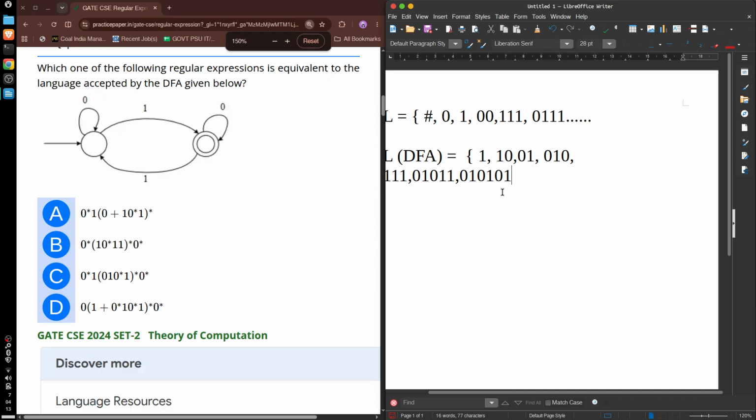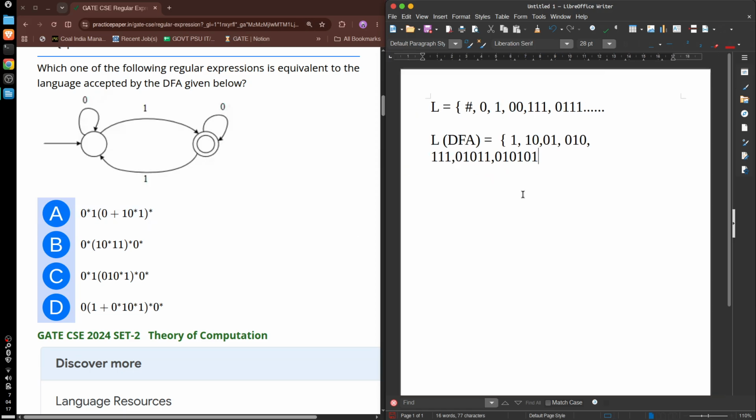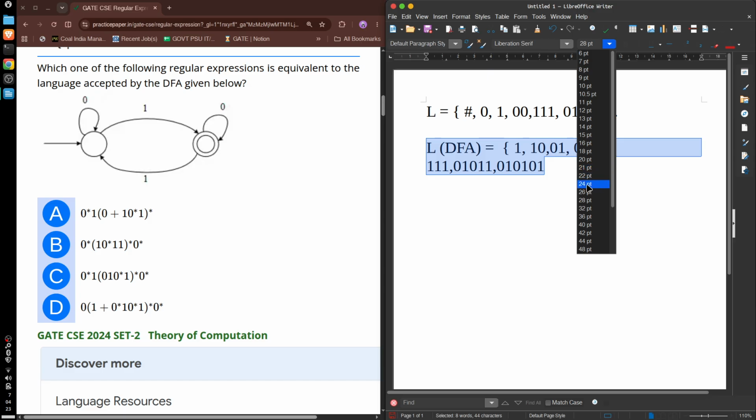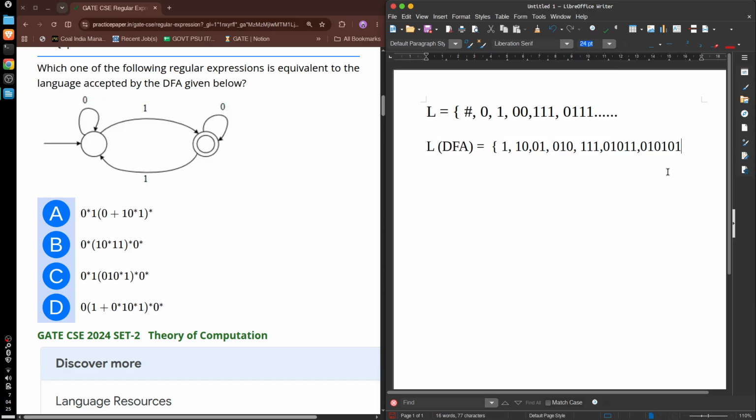I was making this a bit smaller. Let me make it two, yeah. Now it's good. So these are the strings which are accepted by this DFA. Let's try to identify which of the regular expressions make these strings, right? Let's go with the first one, right?